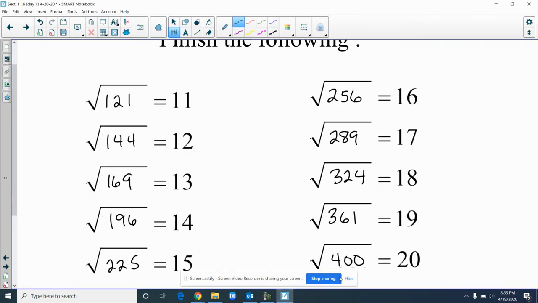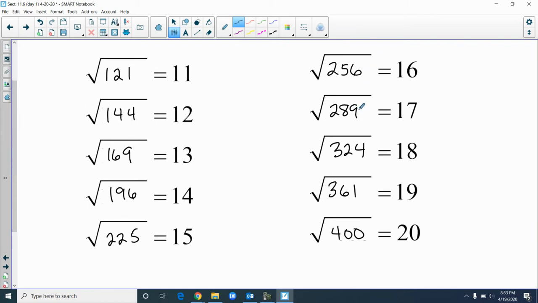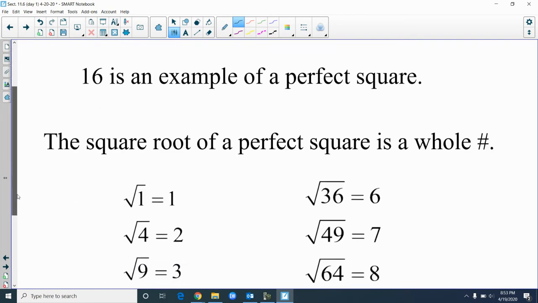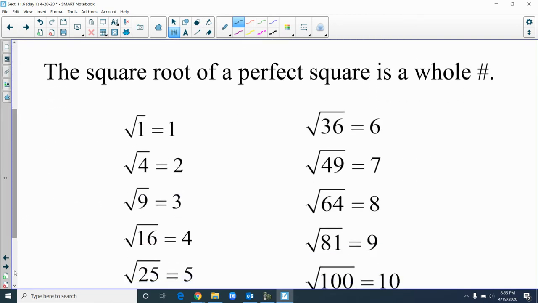Okay, hopefully you filled those in here. 256, square root of 256 is 16. Square root of 289 is 17. 324, 361, and 400. I think you're pretty familiar with the ones on the previous page, but these you might not be as familiar with, but hopefully you will be here in a day or two.